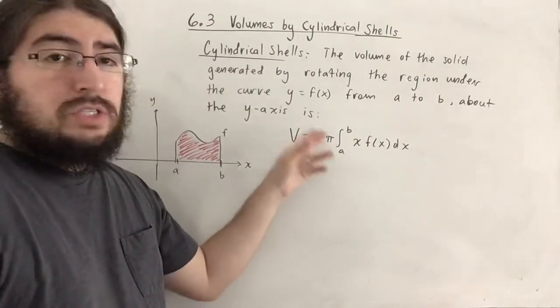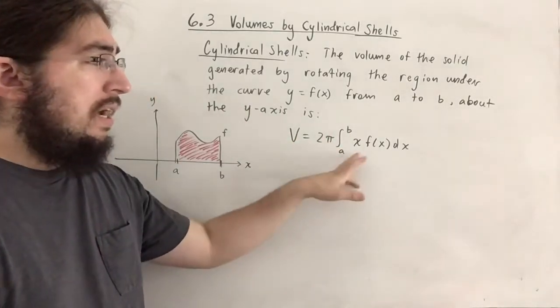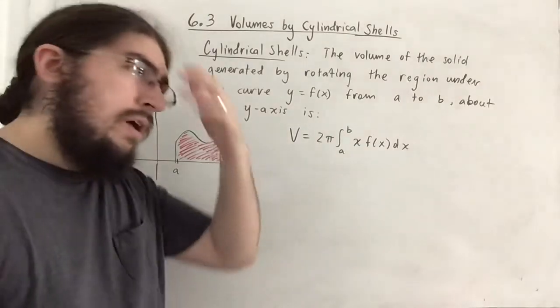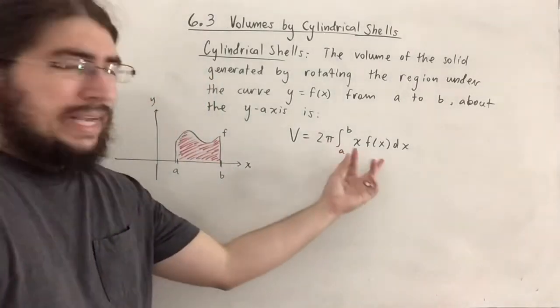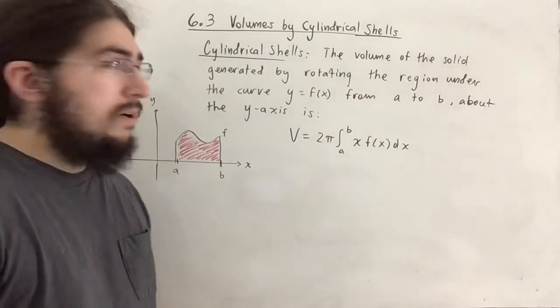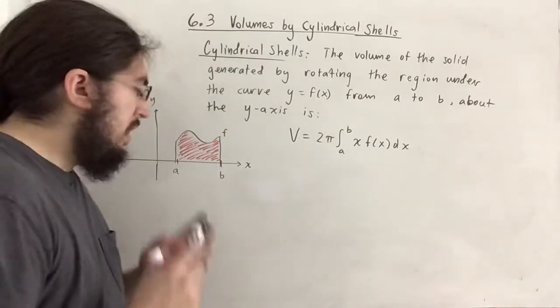So we have V equals 2 pi times the integral from a to b of x times f of x dx. Now, what is this all about? Why is it x times f of x? What happened to our squares? And why is it 2 pi? Well, let me try to explain.